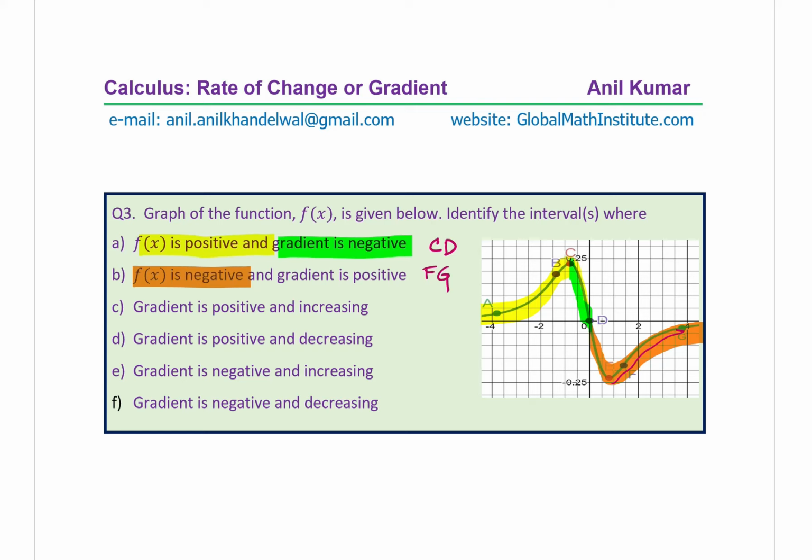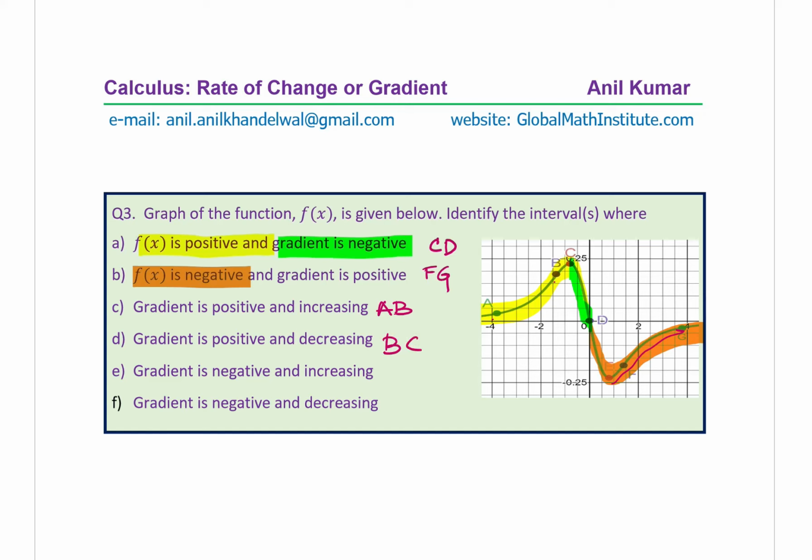Perfect. C. Gradient is positive and increasing. Now we're only talking about gradient, which is positive and increasing. So what we noticed earlier is that it goes from 0 to positive value and then it goes from a positive value to 0. So gradient is definitely positive and increasing between A to B. So that will be the answer. So not the whole segment A to C, because from B to C it is positive but it is decreasing. So that goes into part D.